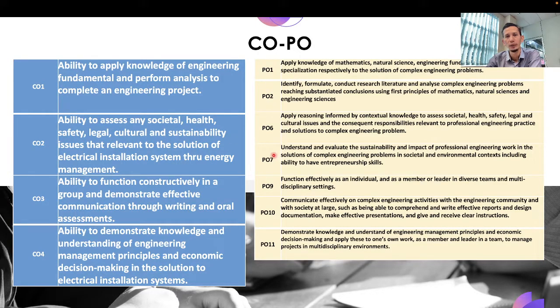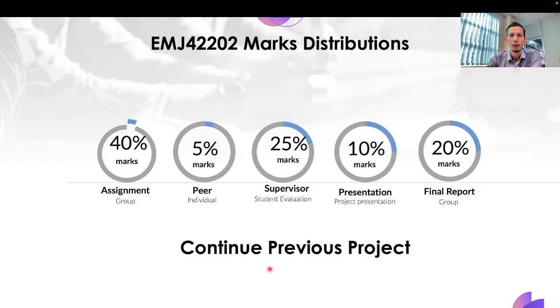And then we also have 7 POs, including PO 1, 2, 6, 7, 9, 10 and 11. So all of these things are mapped clearly to the subject for this semester. Okay, and this is the mark distribution again. First is 40% from assignment, 5% peer review, 25% from supervisor, 10% from project presentation, and final report 20%. Okay, is it enough? 30, 70, okay, 100. Okay, so we just continue with the previous project.